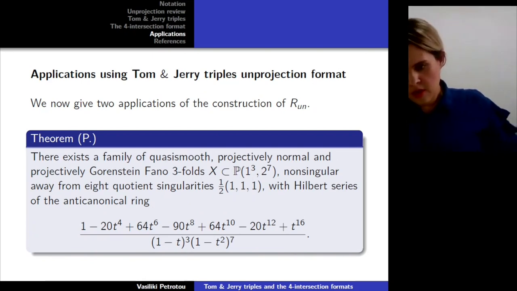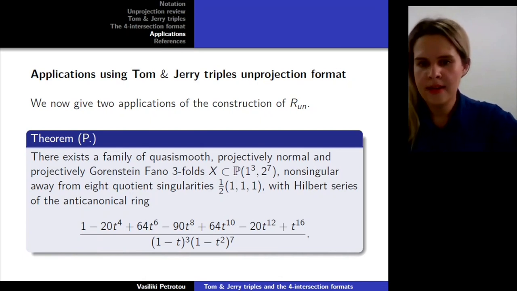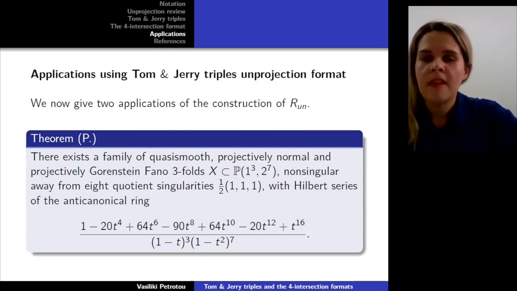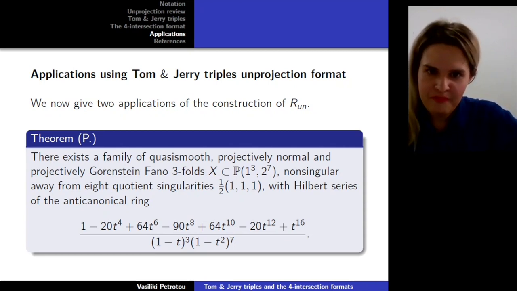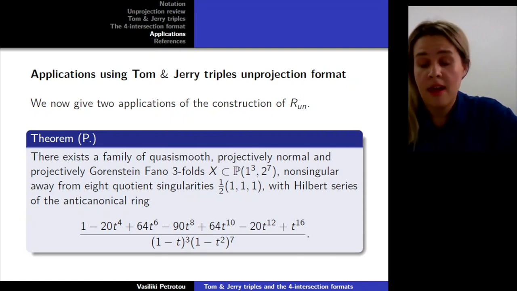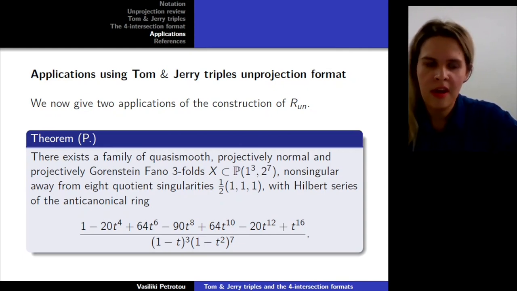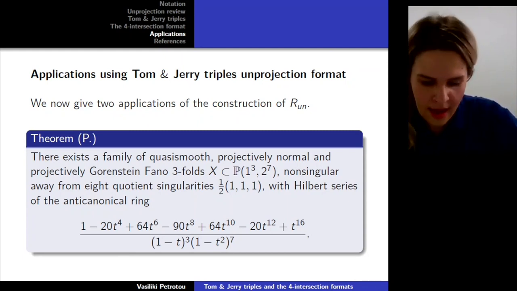As I said before, all these formats had as motivation some applications in geometry, and more specifically applications for the construction of some interesting families of Fano threefolds. And now you can ask me, okay, why are they interesting? What is the special feature of these families? Why do we want to construct them, to prove the existence?